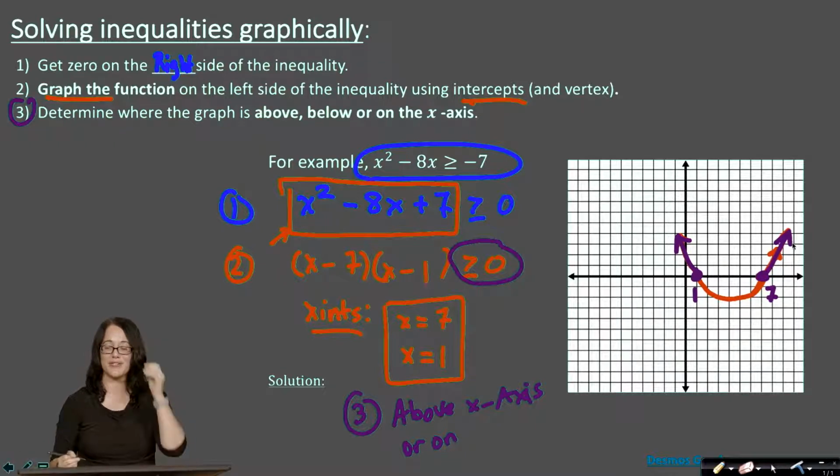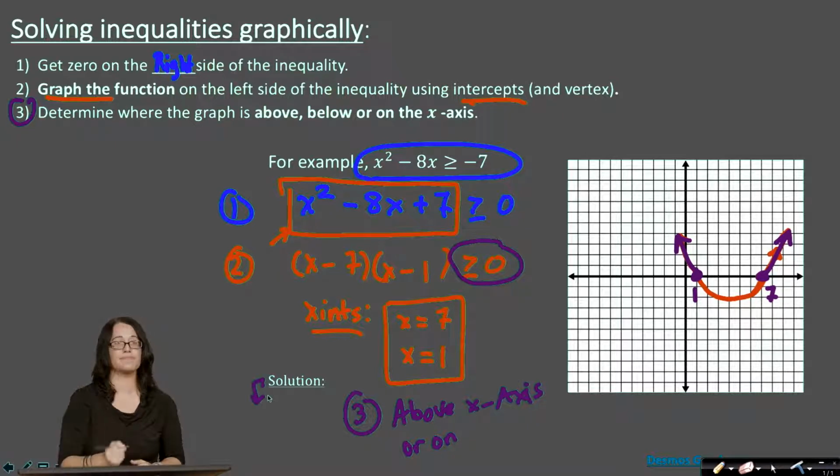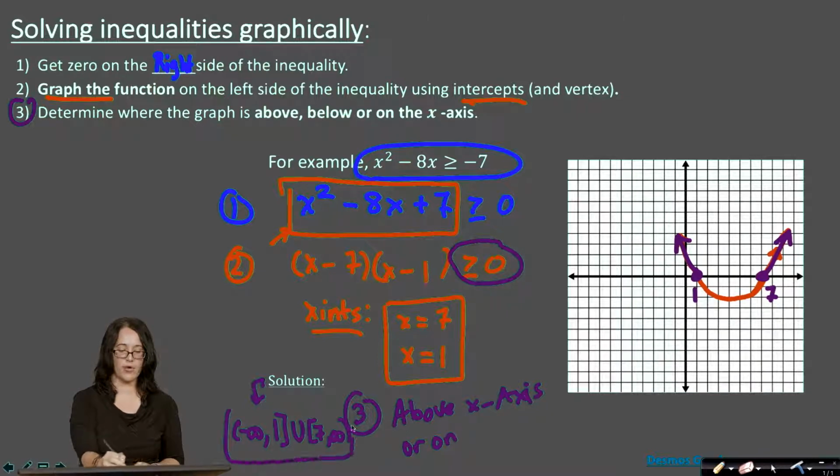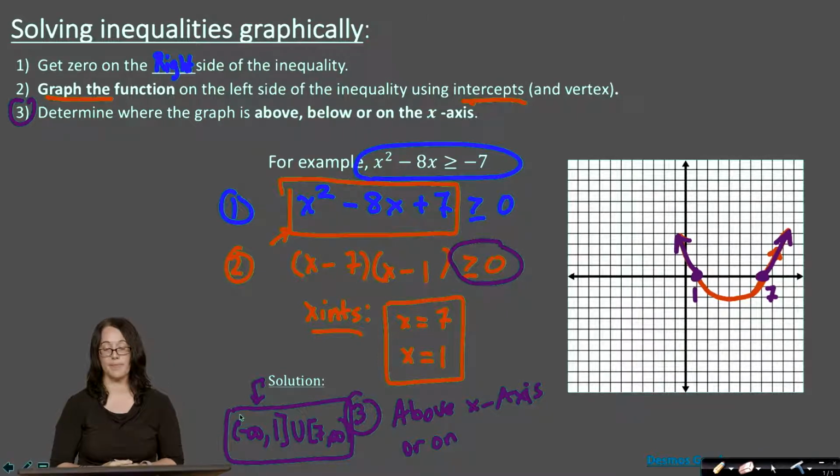So how did you write your answer? Can you go ahead and write it down for yourself? See how you did? What would your solution have been? Yeah, values left of 1, but including 1, since it was equal to 0, right? So negative infinity to 1 itself with a bracket, union, what? That's right, 7 to infinity. So if you said negative infinity to 1 with bracket, union, bracket 7 to infinity, you were correct.